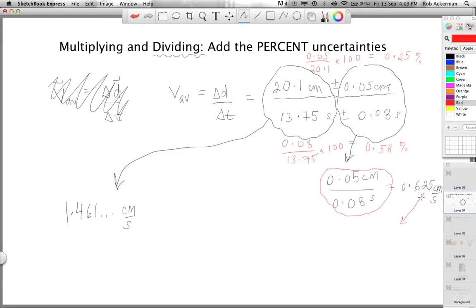Let's see what this is as a percentage of the best guess. It would be this divided by that times 100. I'm just going to plug this into my calculator now, bear with me: 0.625 divided by 1.461 times 100. Here's what I get. You ready? Yikes. Does something strike you as odd here?